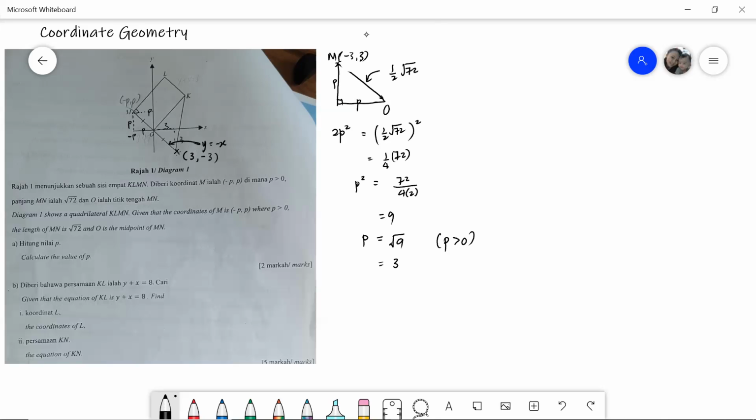Now, next, we need to find the coordinates of L, given that the equation of KL is y plus x equals 8. Now, this is a general form. Let's change it to the gradient form so that it gives us more information about the gradient and the y-intercept. So we have y equals negative x plus 8. According to y equals mx plus c, we compare, we notice that our gradient is negative 1 and the y-intercept is 8. So if m is negative 1, therefore this is 90 degrees.